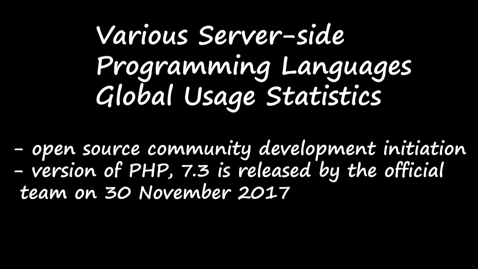So for that they have given so many versions to give the best quality and to make it easy. The current version of PHP is PHP 7.3. This was released by the official team on November 30th, 2017. Understood? The latest form of PHP was PHP 7.3, released on 30th November 2017.